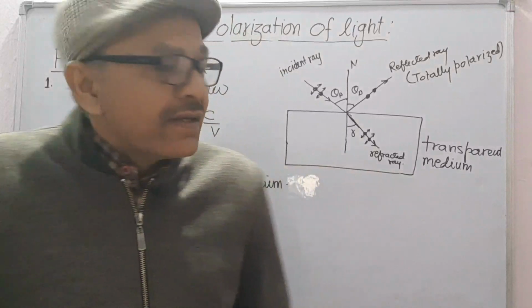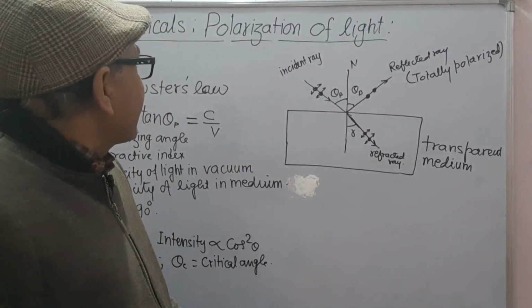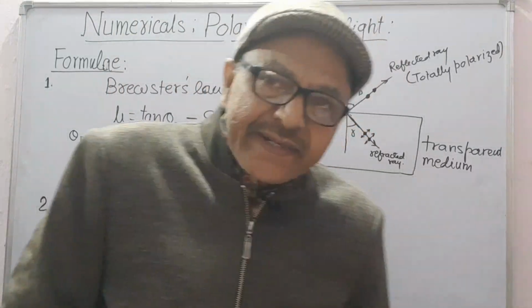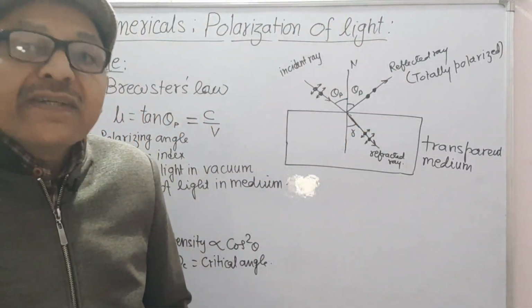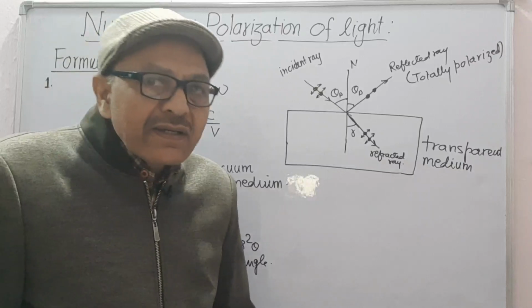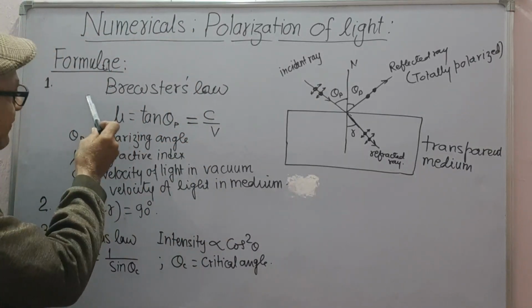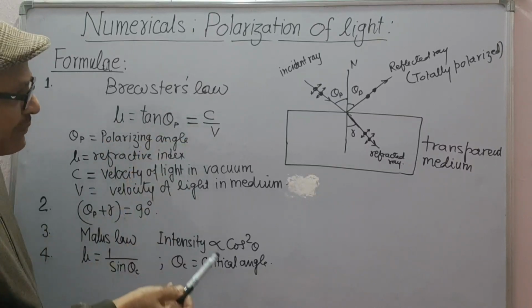Dear students, today we are going to solve some numerical problems related to polarization of light. At first, let us review the related formulas. First formula, Brewster's law.